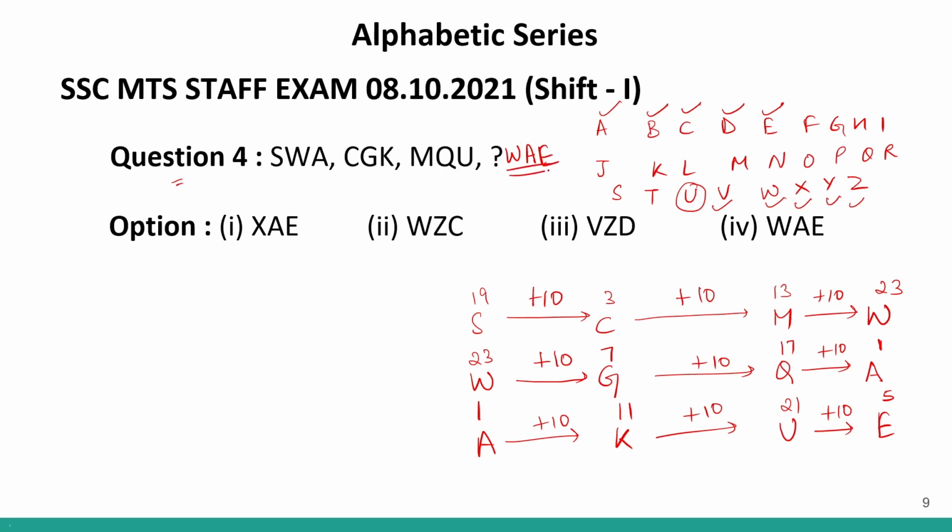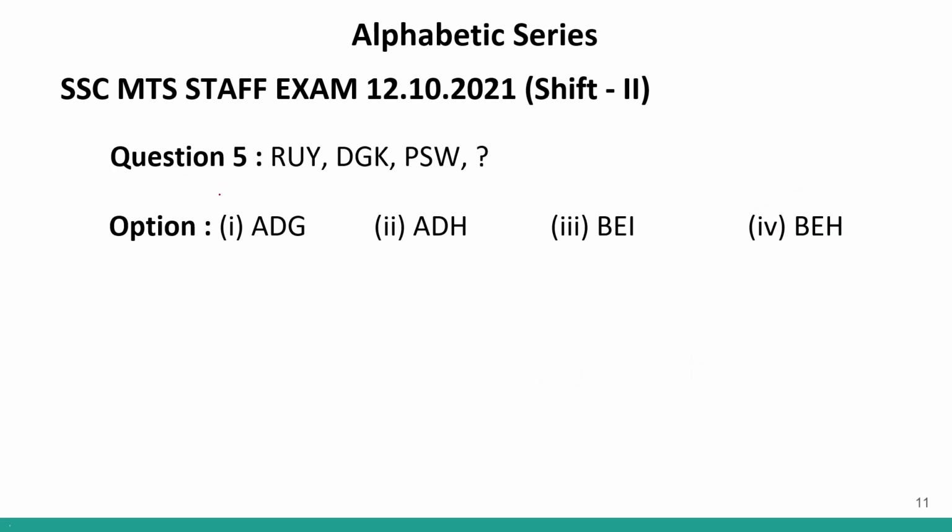Correct? So my answer will be WAE, which is given in option number 4. Therefore, option number 4 will be the correct answer to this question. Clear? Now let us look at question number 5. In question number 5, again, we have a missing series and we have to find it out. If I look at the first letters, it will be R, D and P. So R is 18, D is 4 and P is 16. So here I can see clearly it is plus 12. And from 18 to 4, it is minus 14.